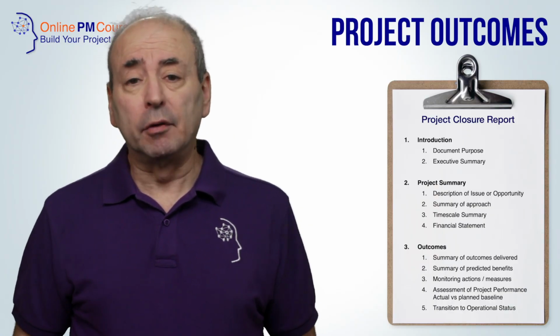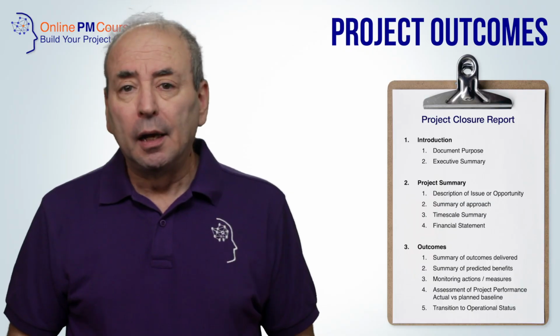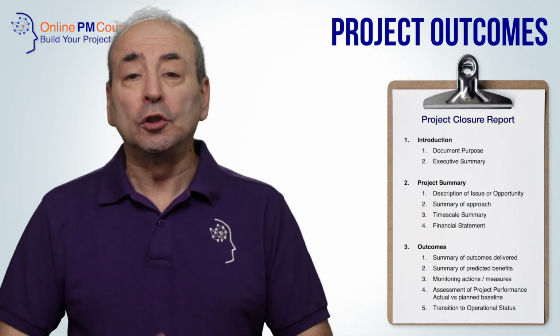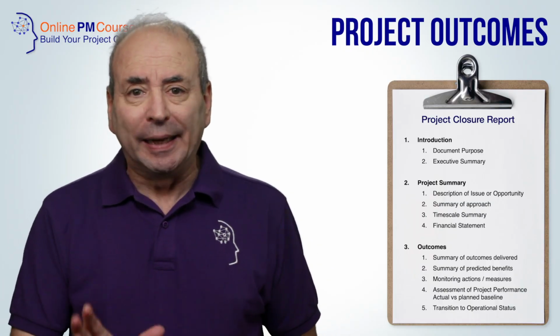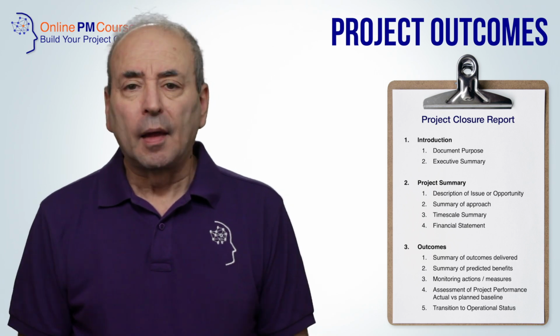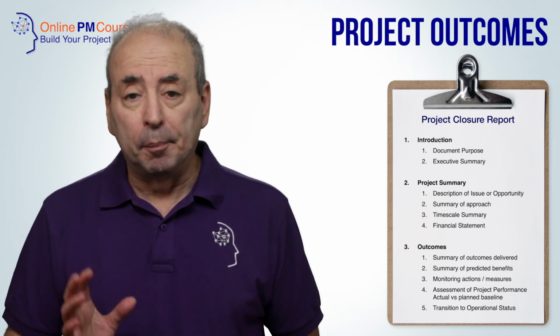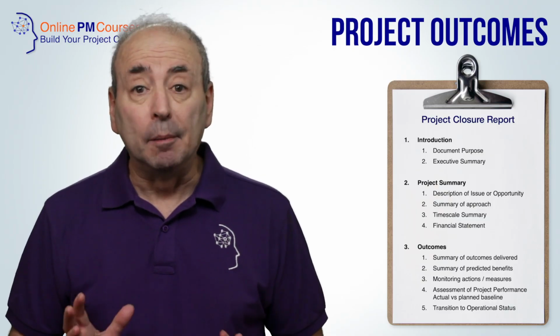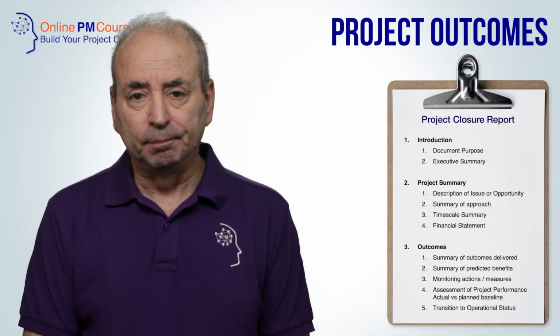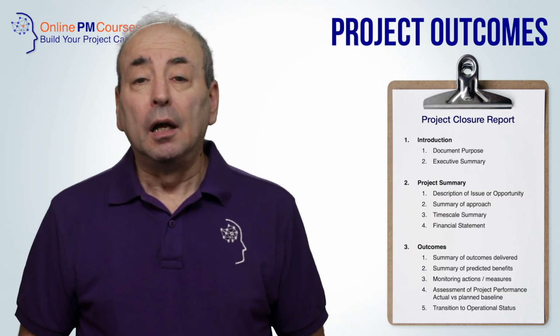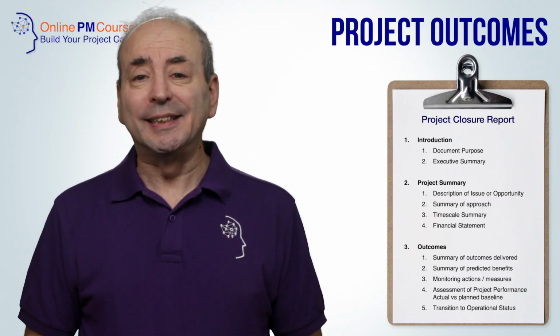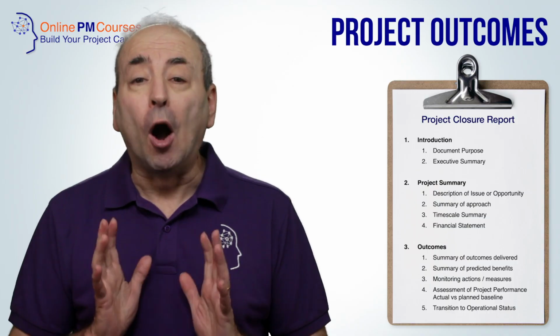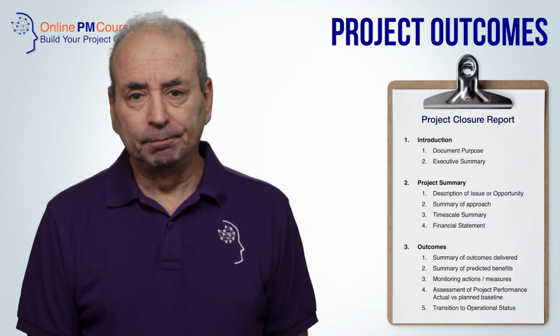You'll also set out your assessment of the project's performance, comparing the actual outturn performance with the baseline predictions. This will cover the schedule, the budget, the specifications and delivery, and the benefits achieved to date. Finally, in this chapter, you might want to address the transition from the project to the operational status.